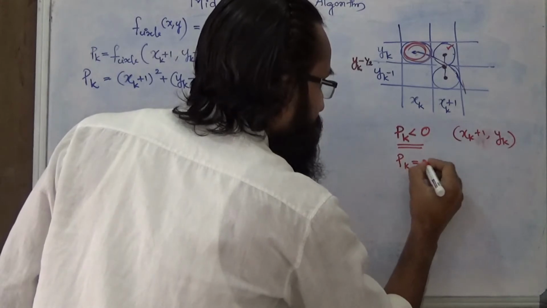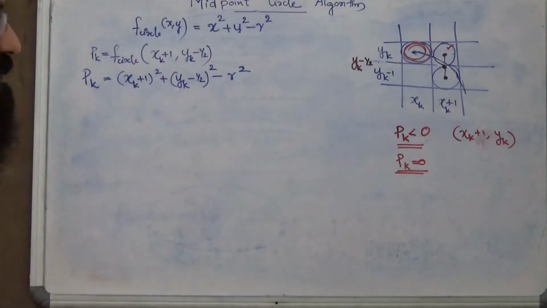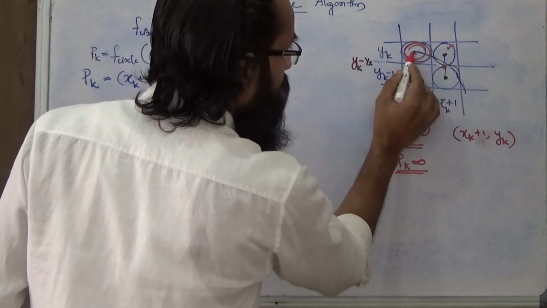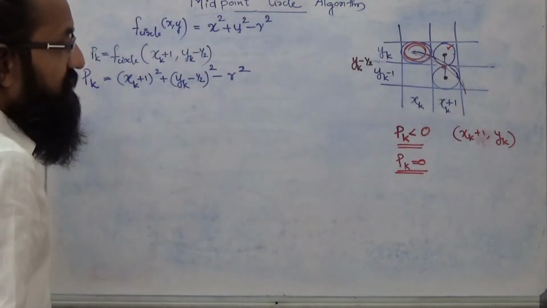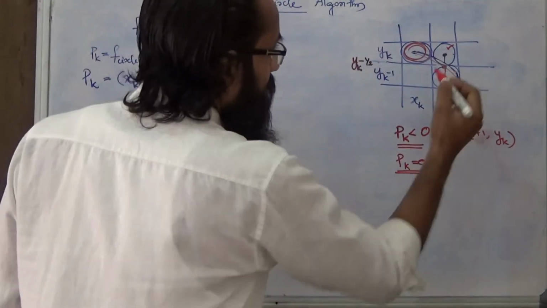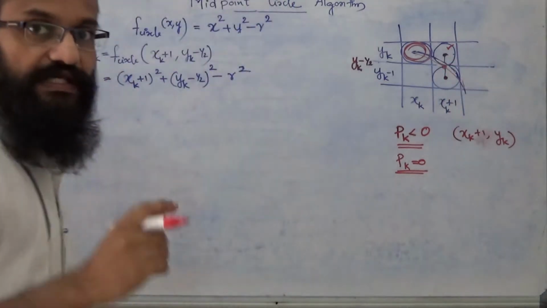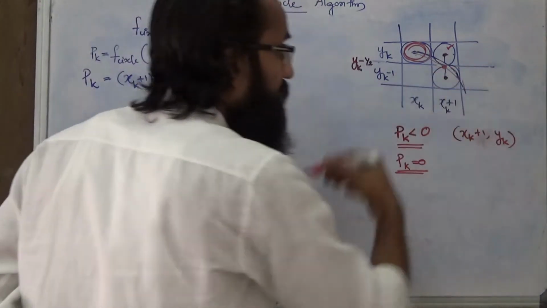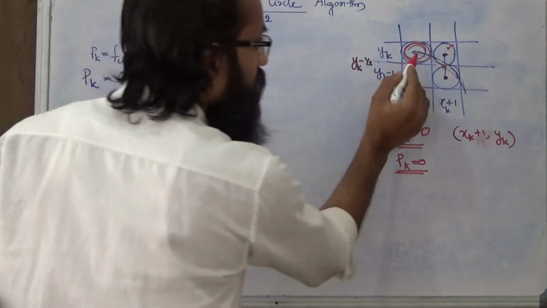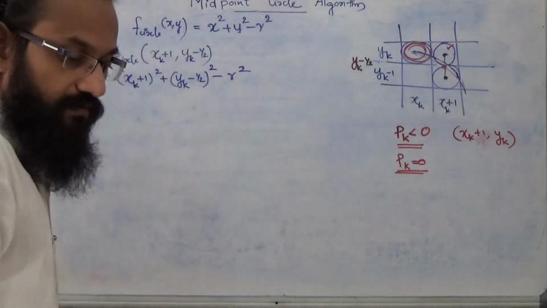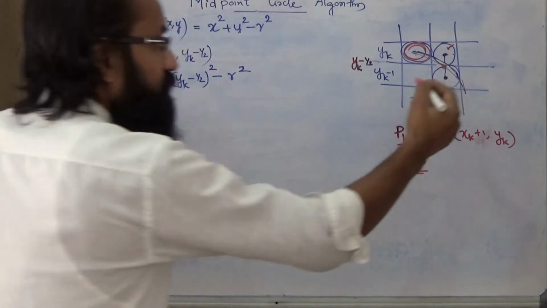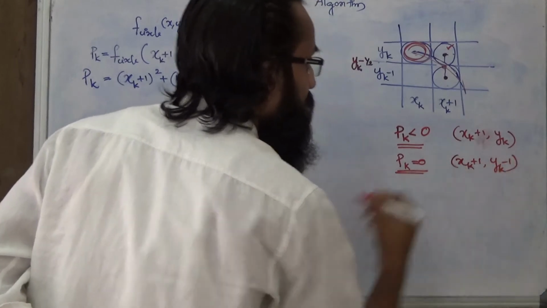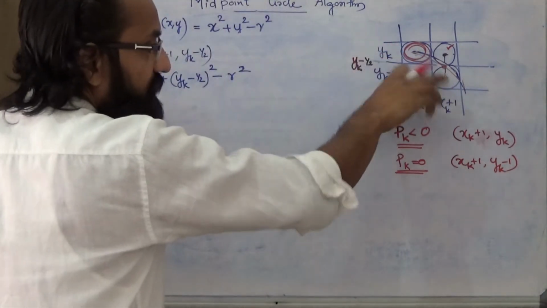If pk is equal to 0, that means this point is on the circular path. In the sense, the circle path will be like this, which means that both pixels are equidistant from the circular path, but we are expected to choose the lower pixel because the slope of this curve is negative. So in order to get a proper curve, you are expected to choose this pixel. So that pixel will be xk plus 1, yk minus 1. So when we move in this direction, y value gets decremented.